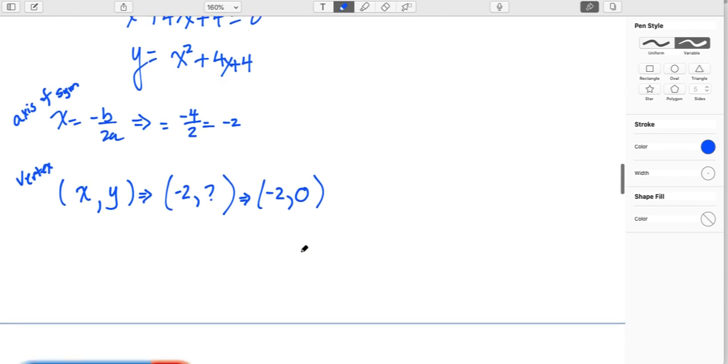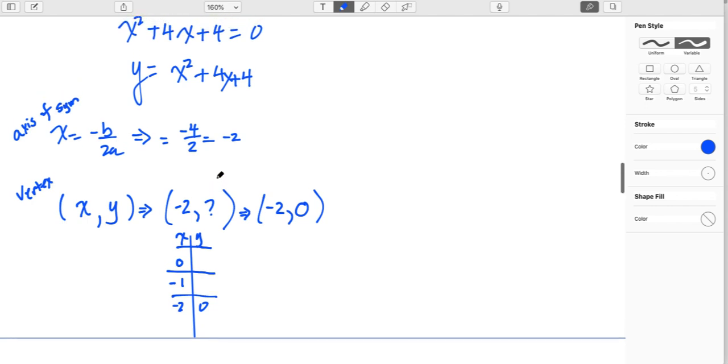So now we're going to make an x and y table such that we're only going to use 3 values because that's all we really need. So we have -2, 0. Let's choose some points on the right side. So we're going to do -1, figure out what that is, and then figure out what the value is when we plug in 0. And so we're literally just plugging it right into this equation here.